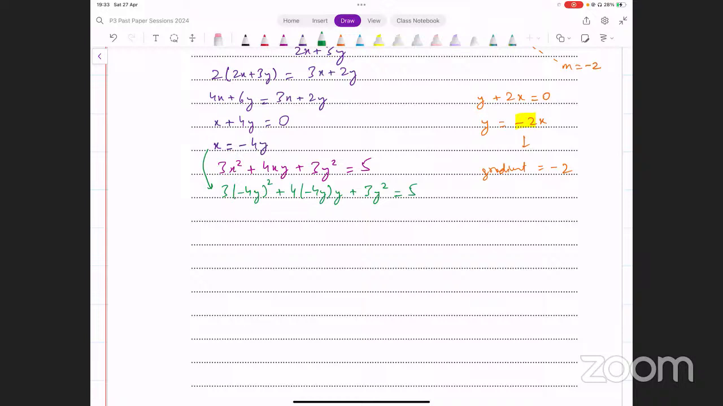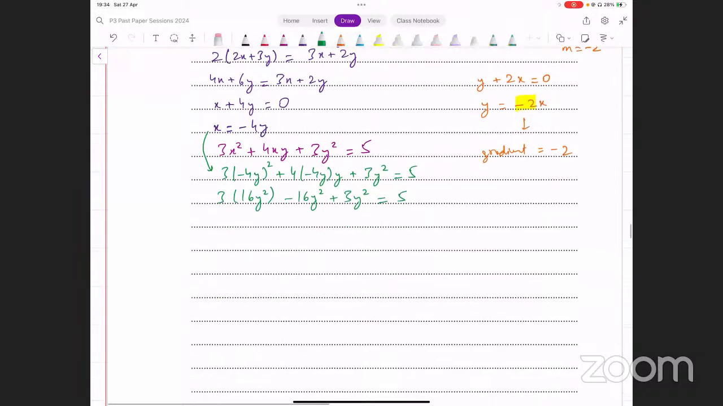Okay, let's simplify this. 3 into 16y squared, minus 4 into 4 into minus 4y squared, what would that be? Minus 16y squared, plus 3y squared equals 5. Let's simplify this, and this gives us 48y squared minus 16y squared plus 3y squared equals 5. What do we get when you simplify this?